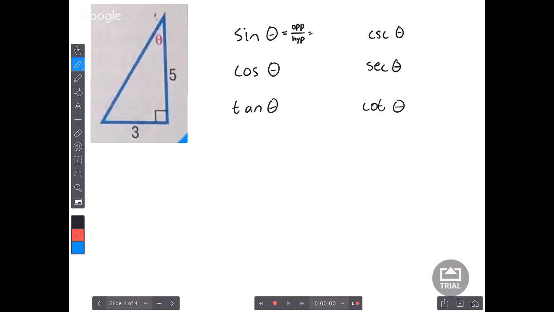So I'm going to say over here that 3 squared plus 5 squared equals c squared, and 9 plus 25 equals c squared, and 34 equals c squared. So c equals the square root of 34.